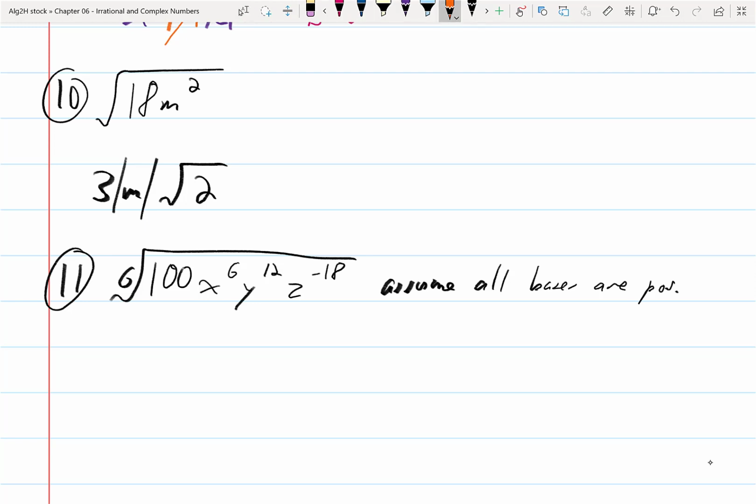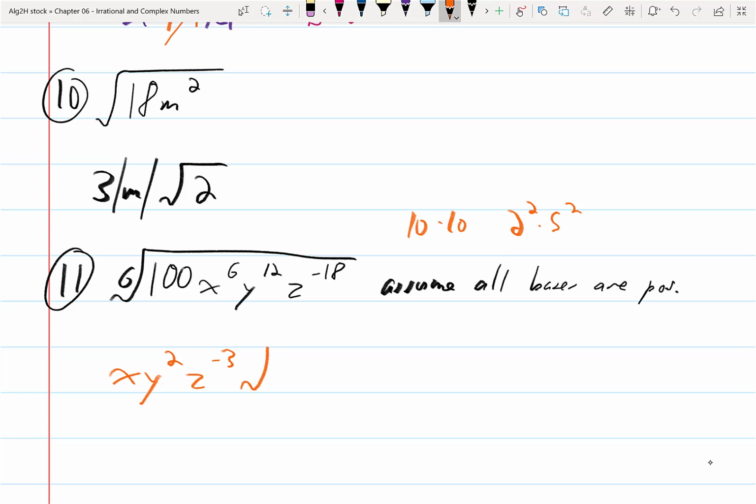So in this case, 100 factors into 10 times 10, which factors into 2 squared times 5 squared. That 100 is never coming out of that radical. X to the 6th will come out as an x. Y to the 12th will come out as a y squared. And z to the negative 18th will actually come out, and this should be really logical, as z to the negative 3. Because negative 3 added to itself 6 times is going to be a negative 18. It is true that we can think about this as division, negative 18 divided by 6.